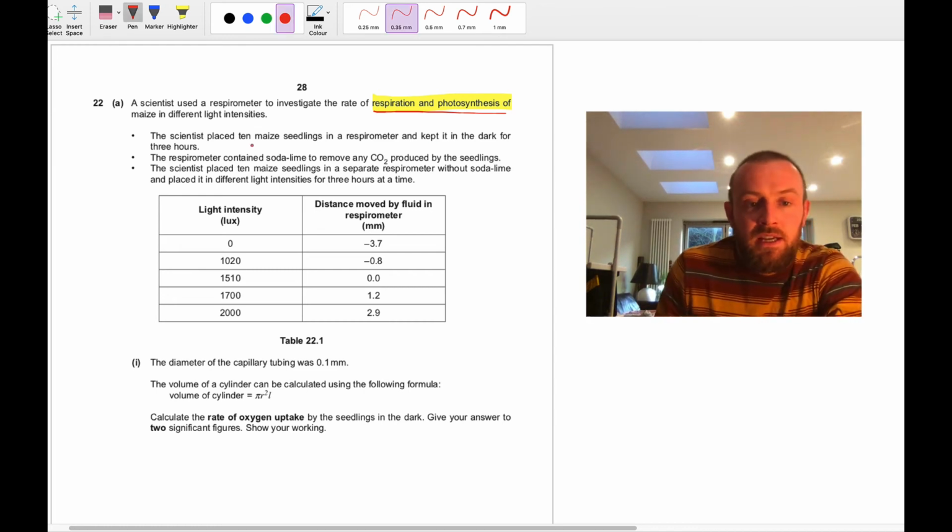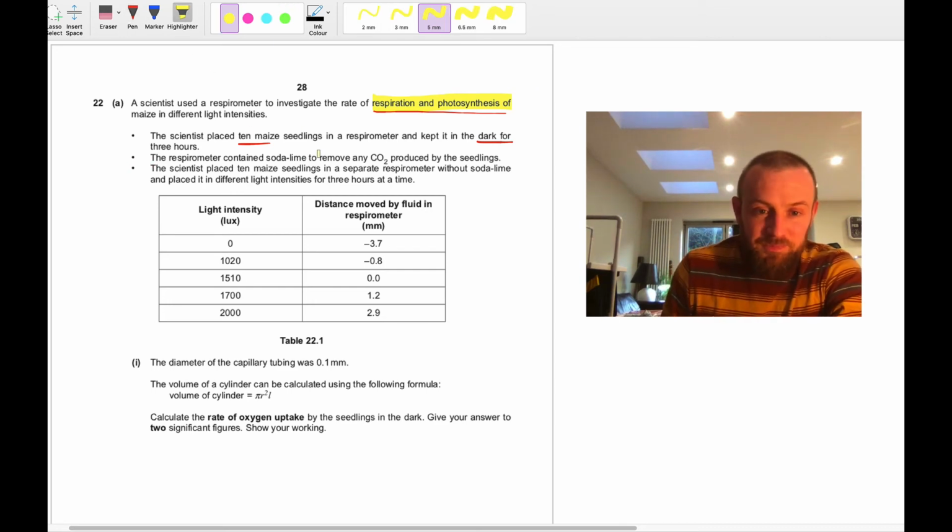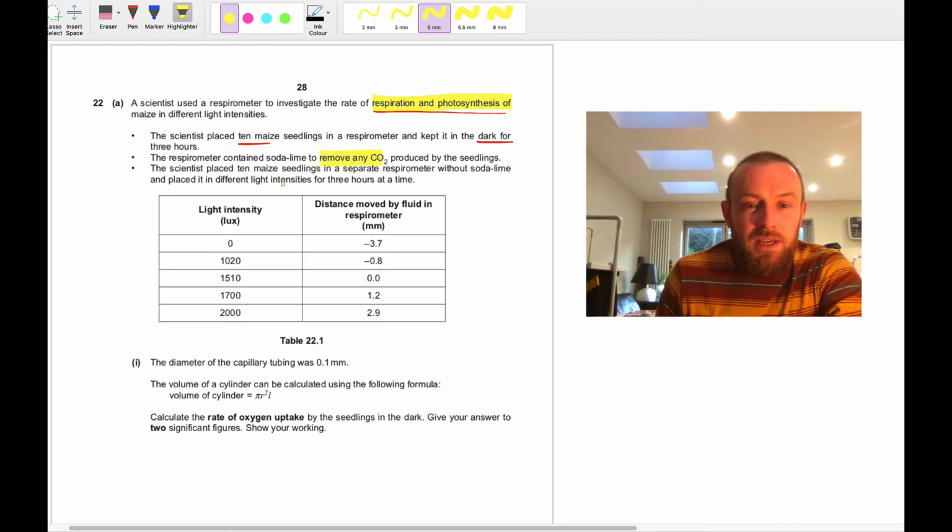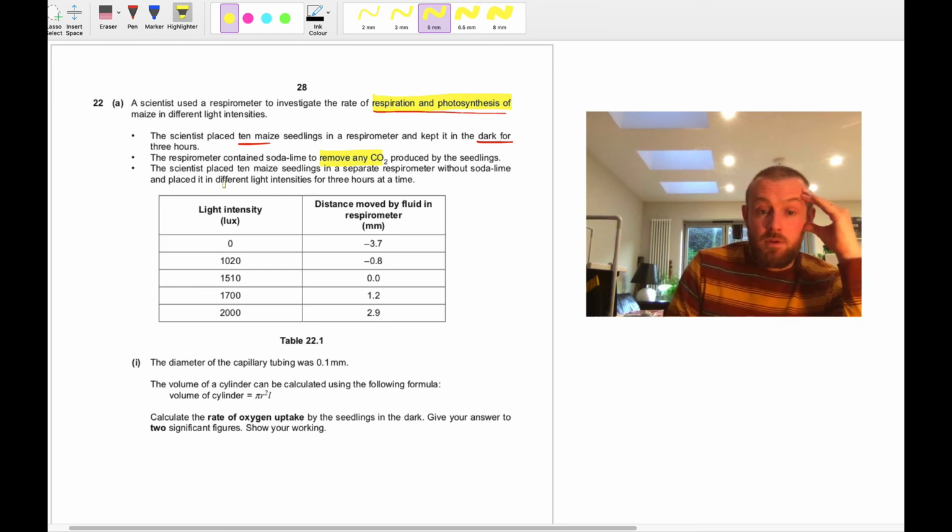So here's the method. 10 maize seedlings in a respirometer in the dark for 3 hours prior to the investigation. The respirometer contains soda lime to remove any CO2. The scientists placed the seedlings in a separate respirometer without soda lime and placed it in different light intensities for 3 hours at a time.